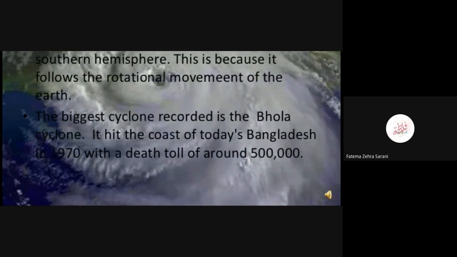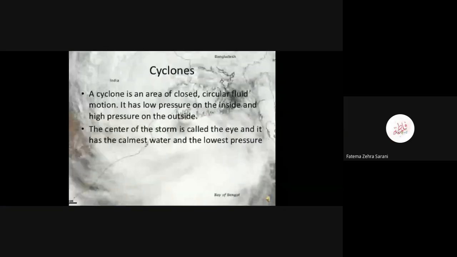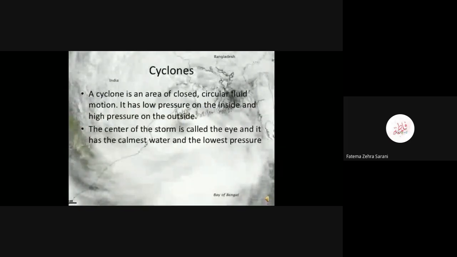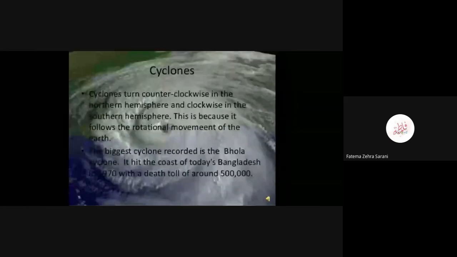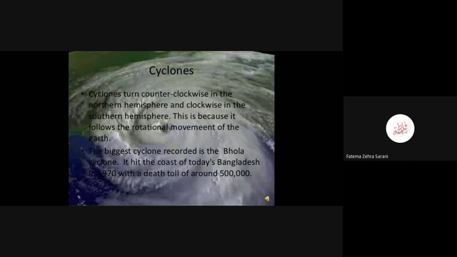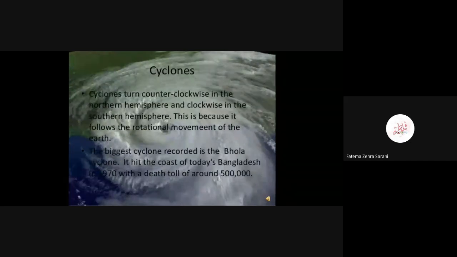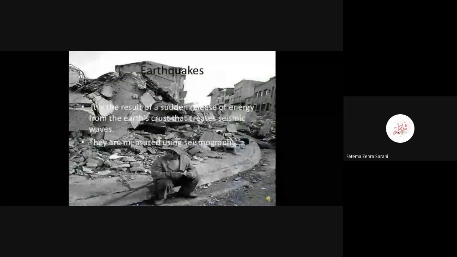So, is it clear how a cyclone happens? It is an area with a closed circular fluid motion. With low pressure inside and high pressure outside. The center of the storm is called the eye, having the calmest water and lowest pressure. Then it turns clockwise from the northern hemisphere to the southern hemisphere, following the rotational movement of the earth. Due to this, the biggest cyclone was recorded in 1970, the Bhola cyclone, and the death toll was around 5 lakh. Got it? Now earthquake.